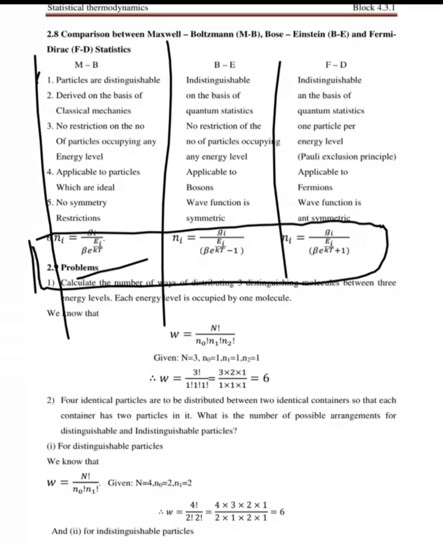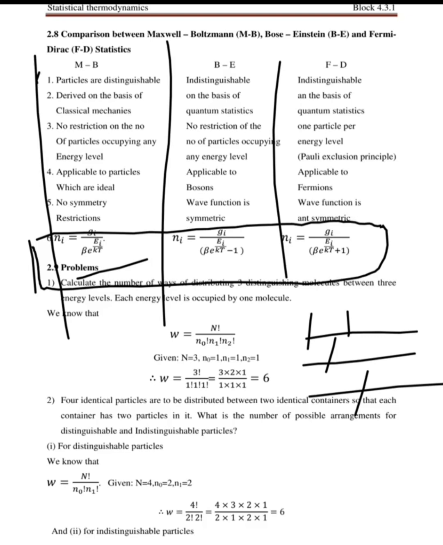So coming to the problems here, for the first one we are going to calculate the number of ways of distributing three distinguishable molecules between three energy levels. So the molecules are distributed in three energy levels, and each energy level is occupied by one molecule. Here n is the number of molecules, that is 3, and E is the energy level.